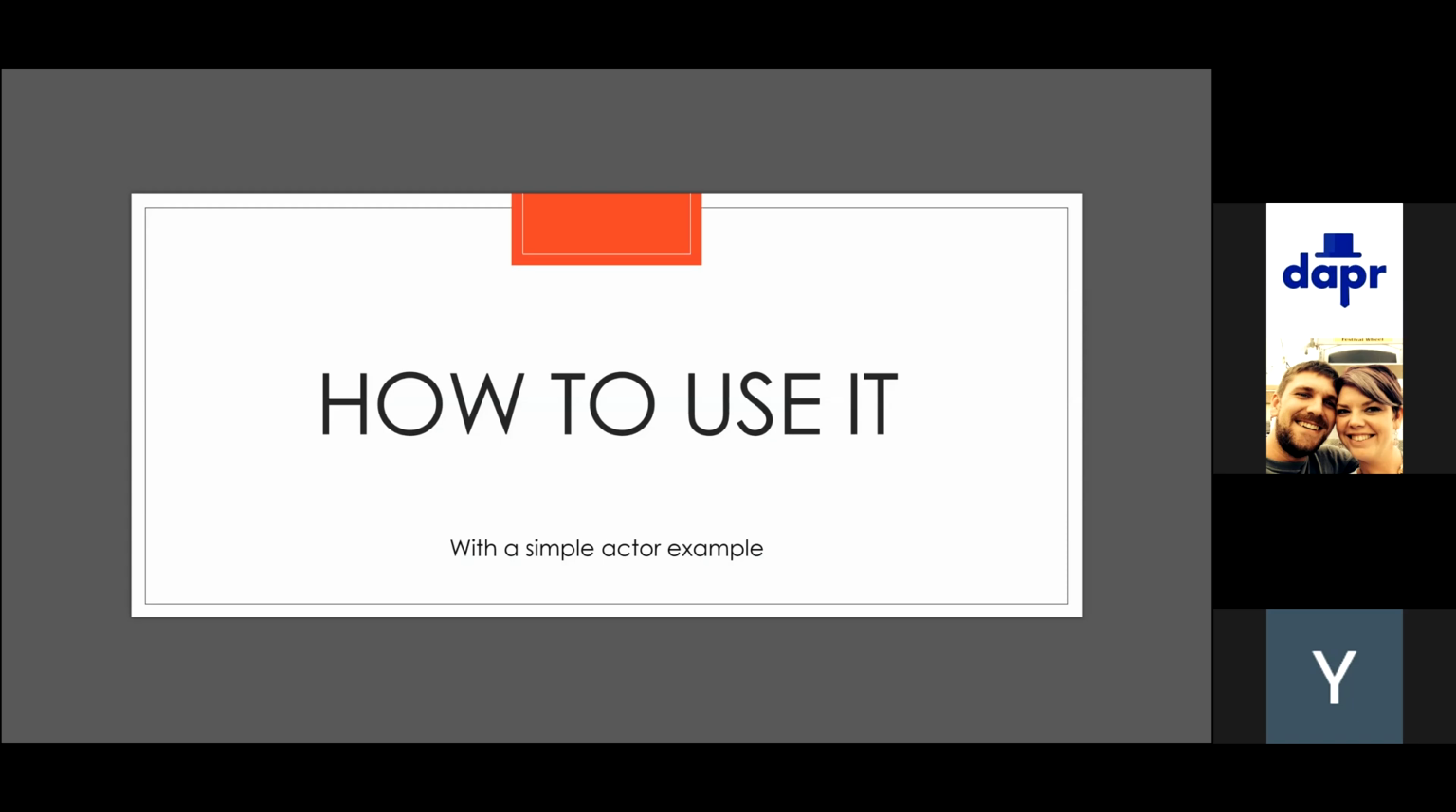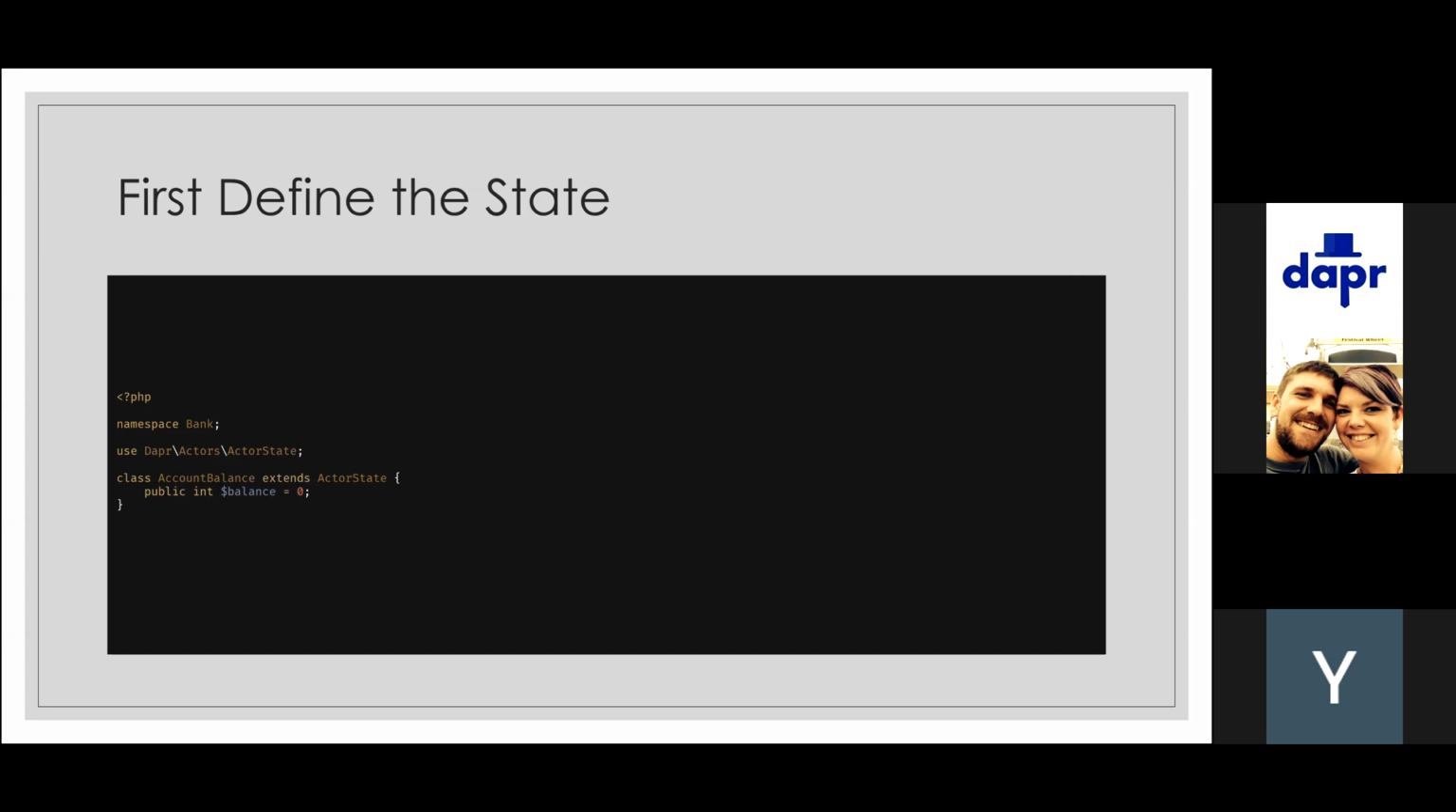So what does an actor look like in PHP? I'm going to show you a basic bank account actor implementation in PHP. The first thing that you normally do when creating an actor is probably define the state. And we do that using just a plain old PHP class that extends this actor state class. We can just see it has a simple balance with an integer type and a default of 0.